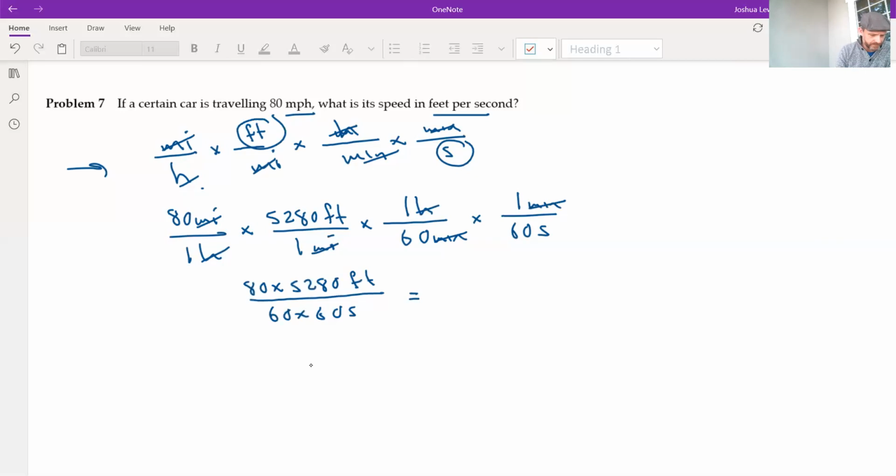80 times 5,280 divided by 60 times 60, which is 3,600. And so we get 117.3 repeating feet per second, okay? So that's how many feet are traveled in 1 second, right?